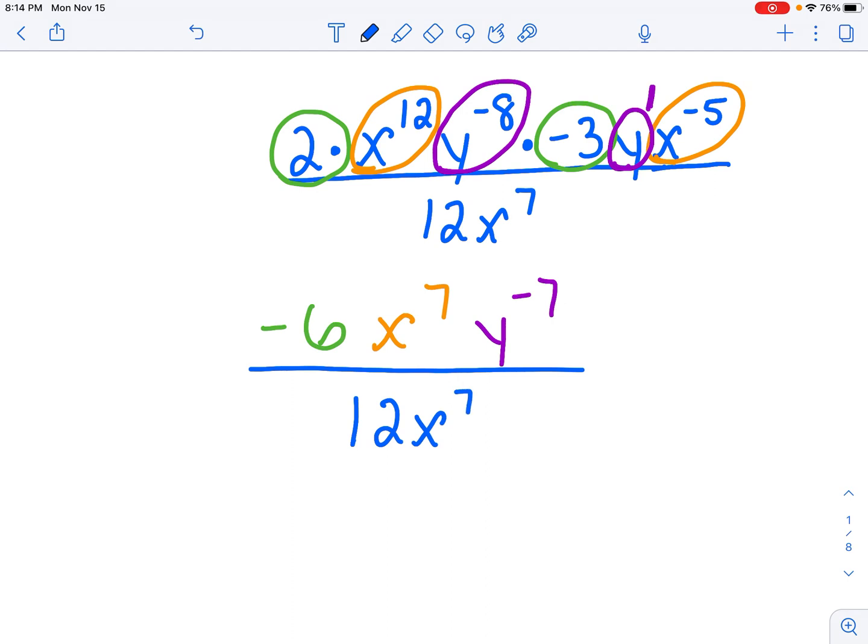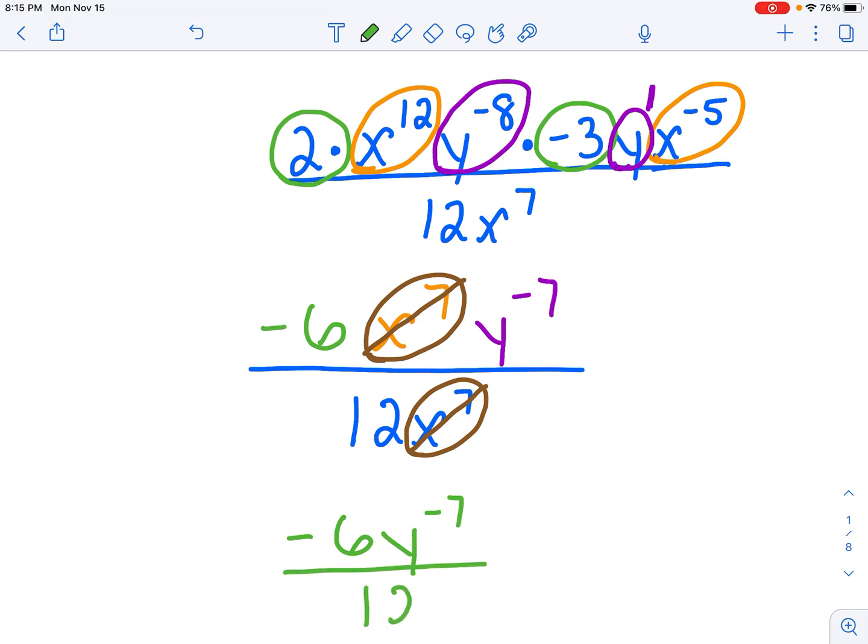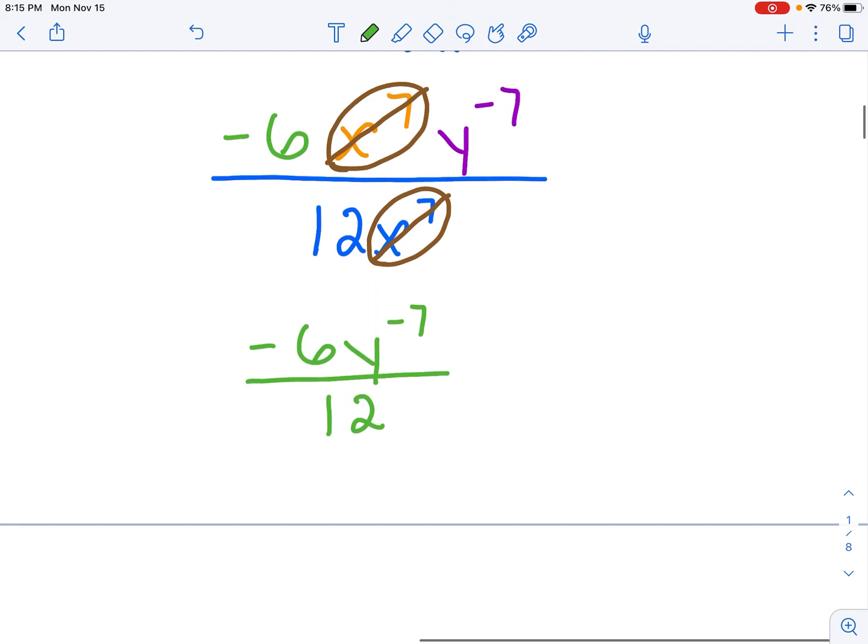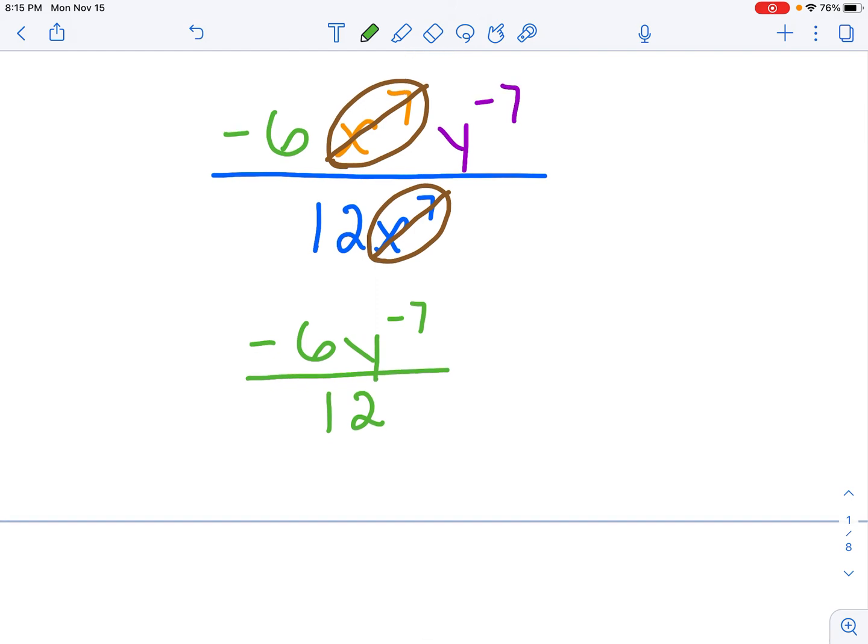All right, where can I go from here? Here's something I notice. X to the 7th and x to the 7th, something divided by itself is 1. Those can completely cross off. Okay, and now I have -6 y to the -7 over 12. All right, now what can I do with that? I can say, well, -6 over 12, same as -1 over 2. And then I've got the y to the -7.